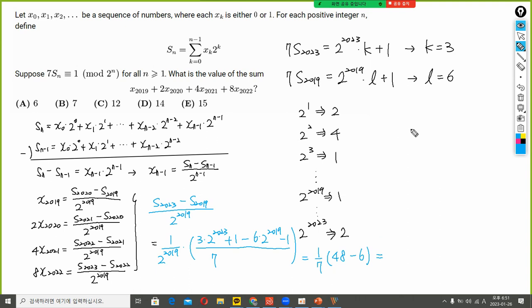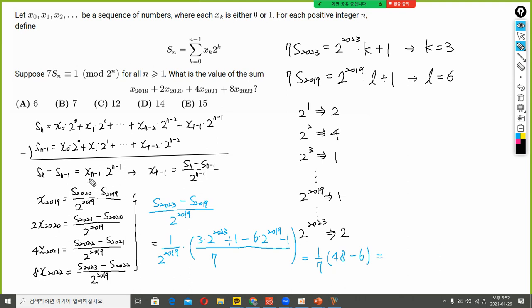Yep, so let me try to explain. This S_n means if we open this sigma, it starts from x_0 times 2 to the 0th power, and goes up to x_(n-1) times 2 to the (n-1) power. So S_(n-1) starts from x_0 but goes up to x_(n-2). So if we subtract these two series, only the last term remains.